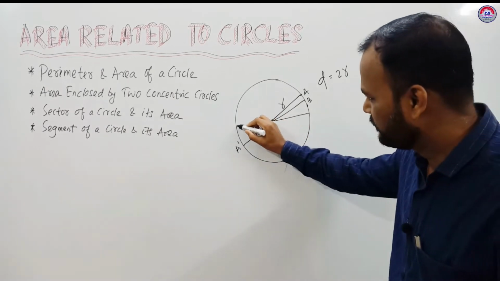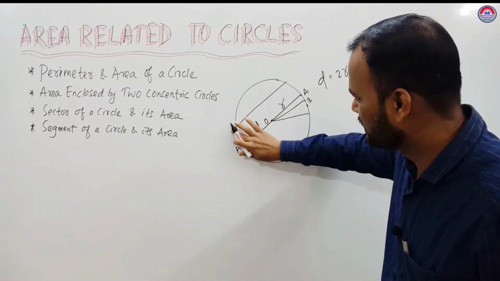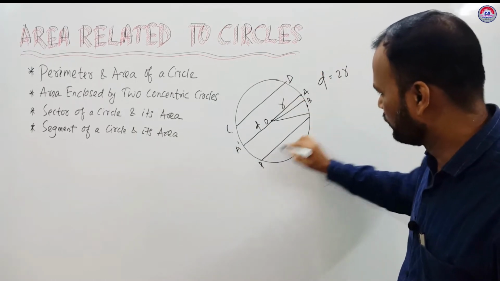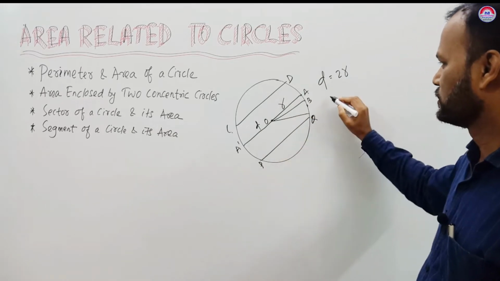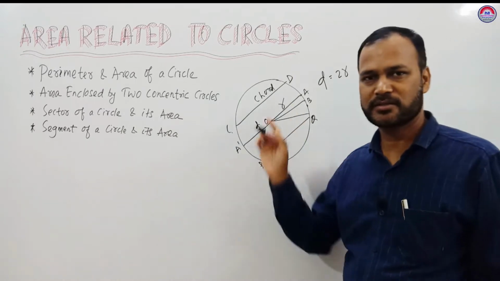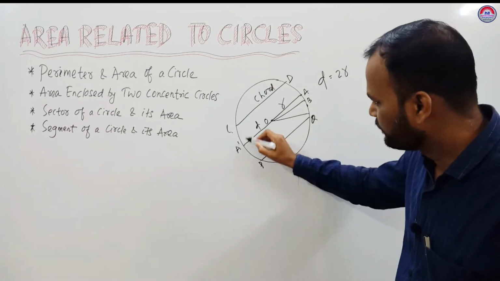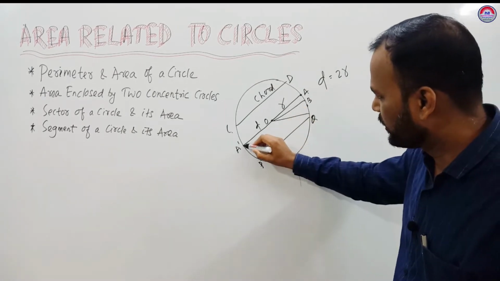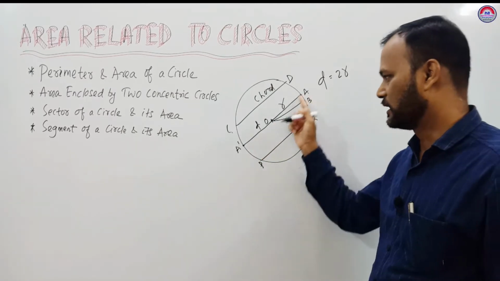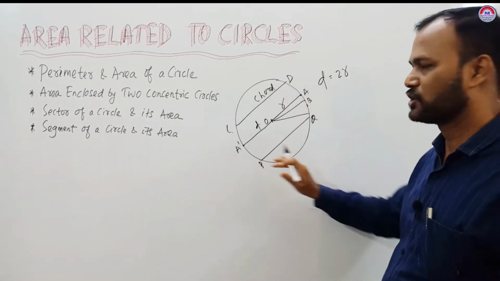Similarly, if we join any 2 points on the circle, let it be C and D, or you can write PQ. CD and PQ are called chord. Any 2 points on the circle, if you join, that is called chord. So you see A and A dash is also 2 points on the circle, and this line segment passes through the center, that is diameter. And diameter is the longest chord of a circle.